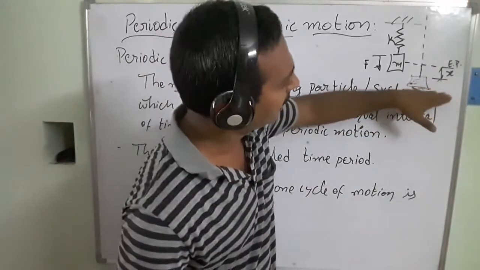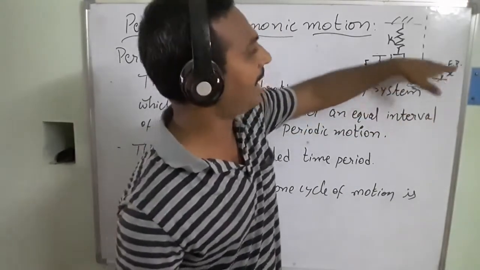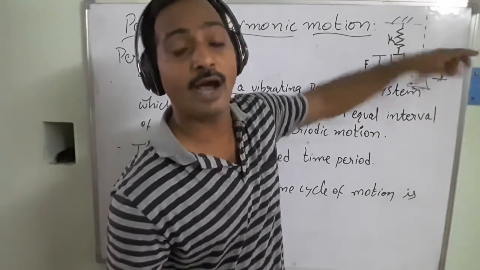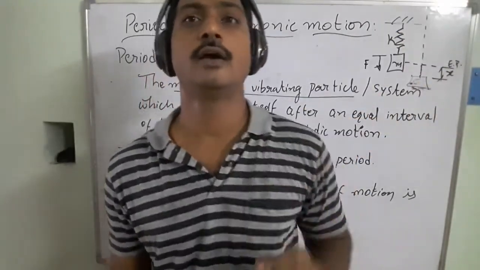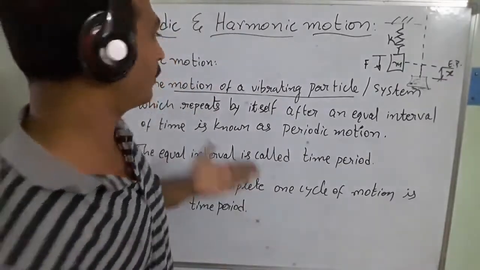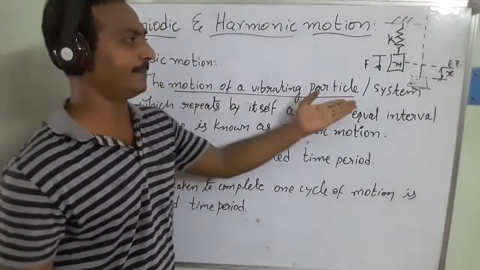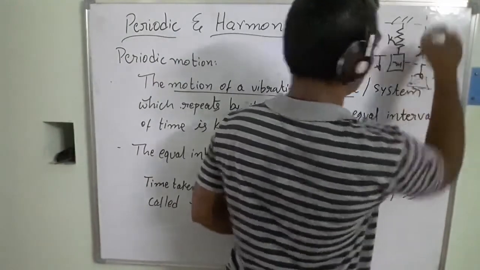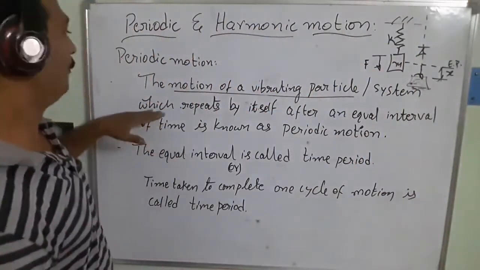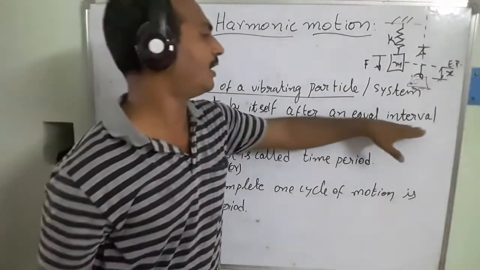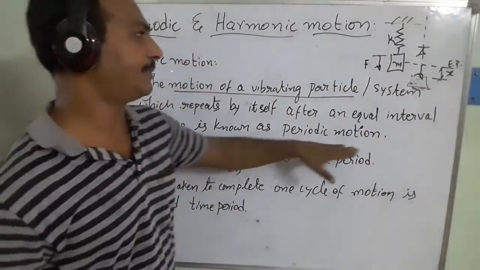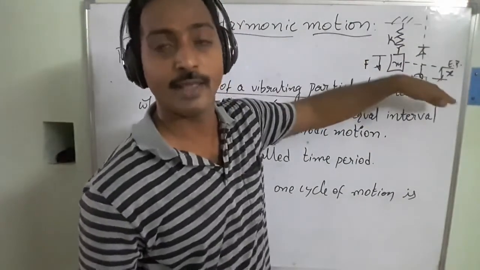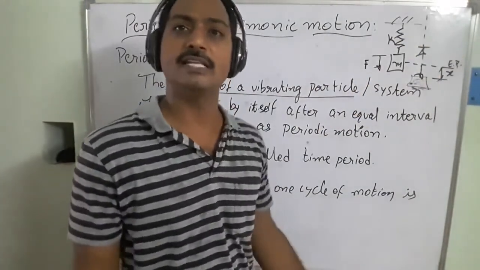So then that potential energy increases, and then it goes back. Once you remove the load, it will move in the upward and downward direction until that energy disappears. That is what we call the motion of a vibrating particle, right? And this is the mean position, and it is moving up and down. Which repeats itself after an interval of time is known as periodic motion. Once you remove the force, it will start oscillating by itself until the energy is dissipated.